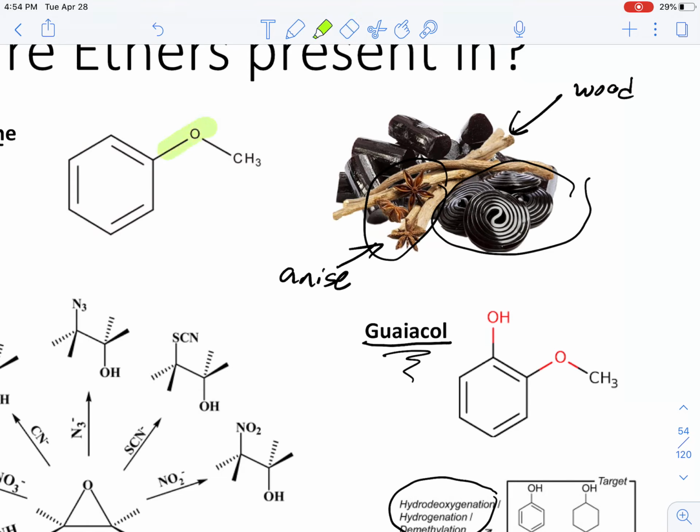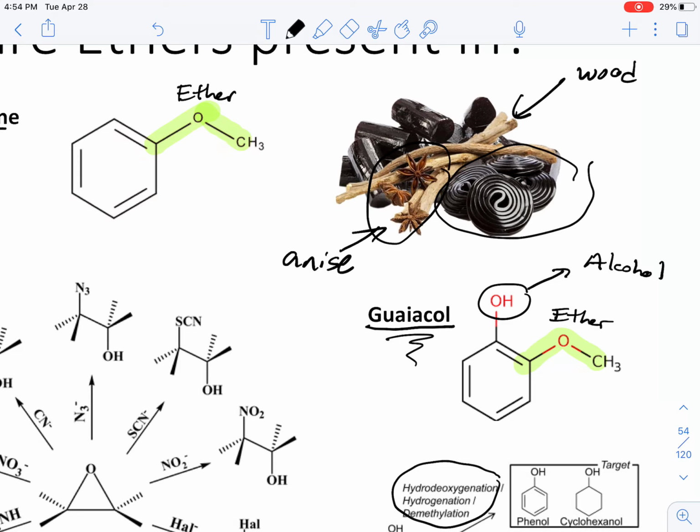Okay. And so this is the ether. This is the ether. Now, in guaiacol, we have an OH, so this is the alcohol. And so, once again, these organic compounds are not primarily composed of only one functional group. A whole bunch of functional groups can attach onto that specific organic structure, giving it different properties.